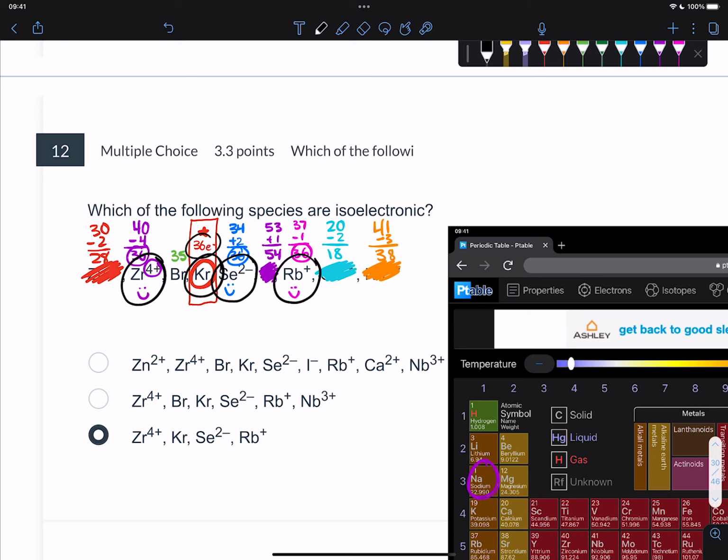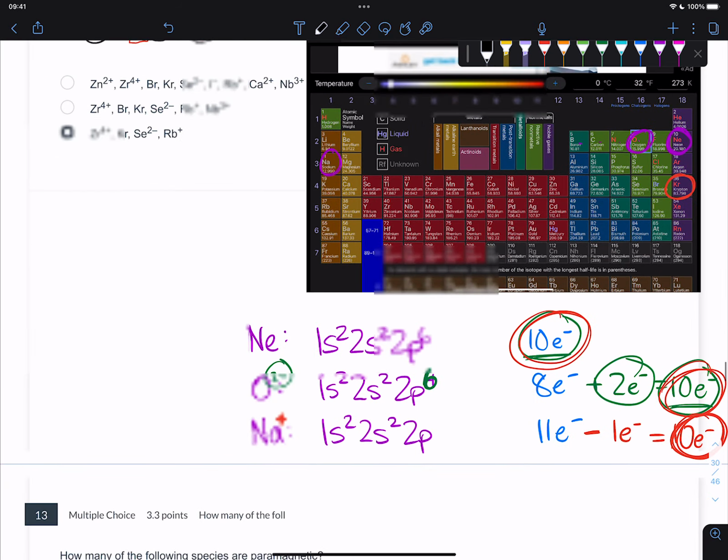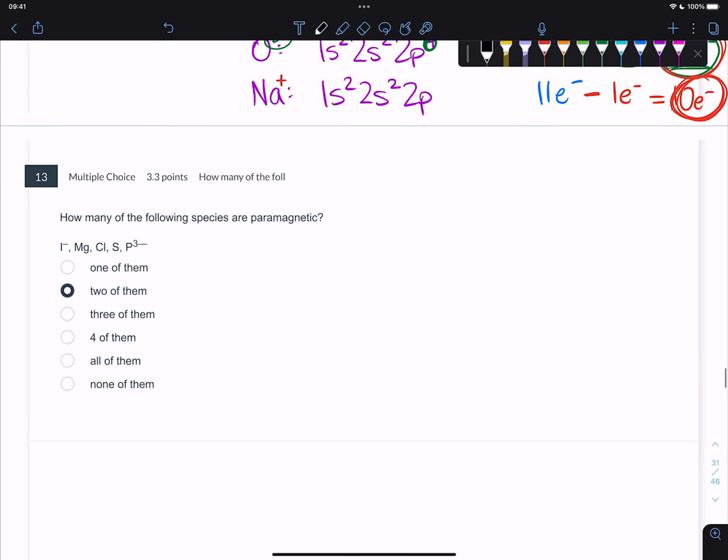So that's how you do it with counting. So hopefully that kind of clears up what it means to be isoelectronic. You can do the electron configuration, which is kind of extra, or you can just count based on the neutral number and then add or subtract.